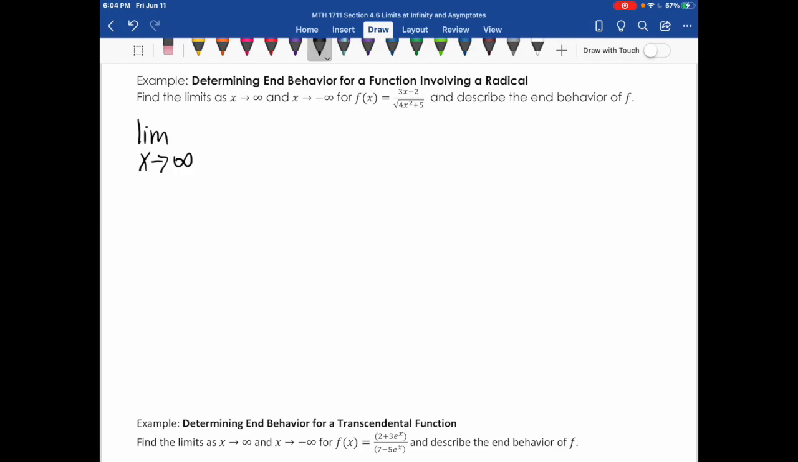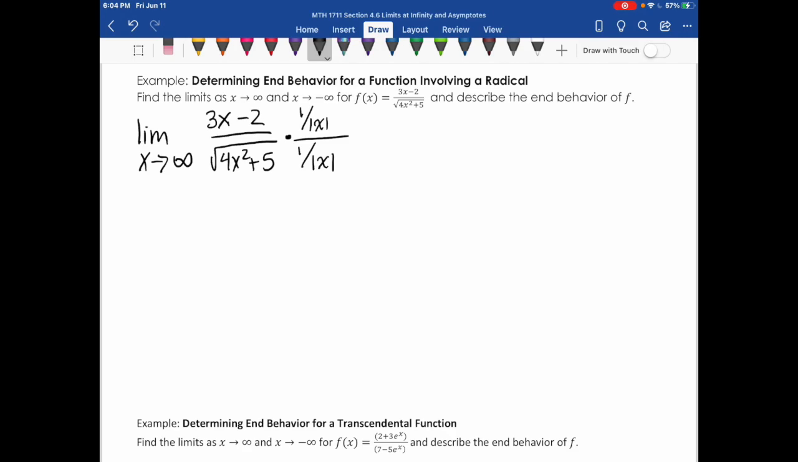So we're going to take the limit as x goes to positive infinity of 3x minus 2 over the square root of 4x squared plus 5. Now, here's the trick with this. I'm going to multiply the top and the bottom of this fraction by 1 over the absolute value of x.